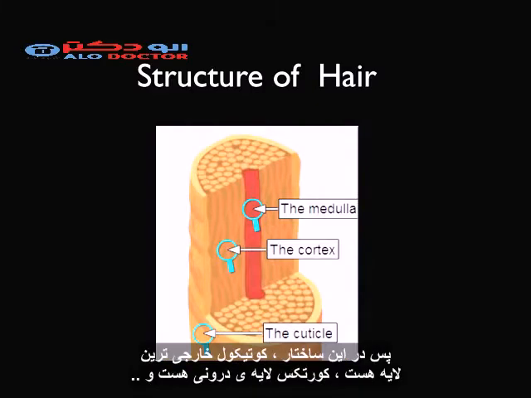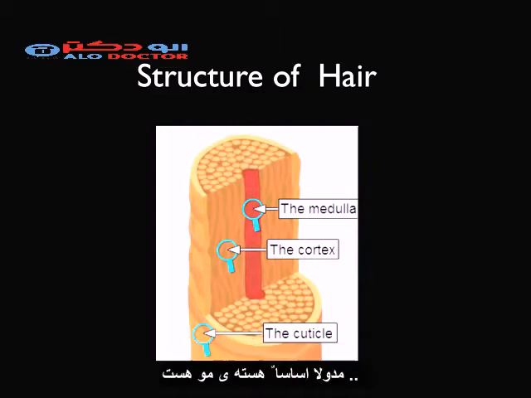So here's the structure. The cuticle is the outermost layer, the cortex is the inner layer, and the medulla is basically the core.